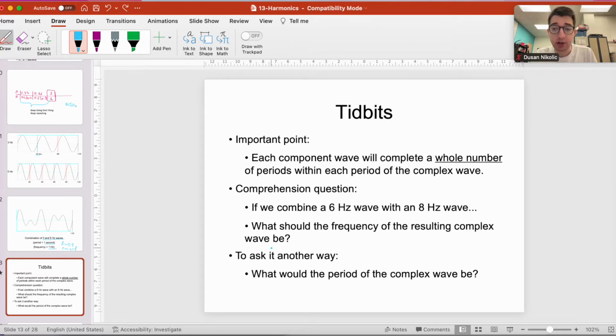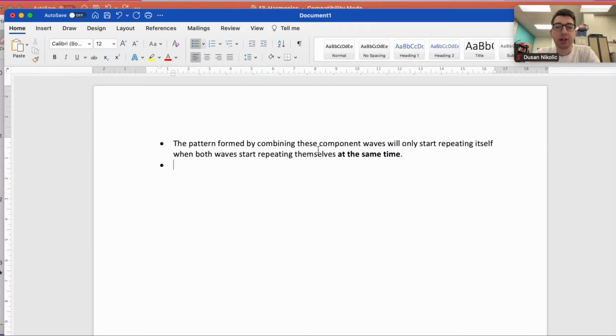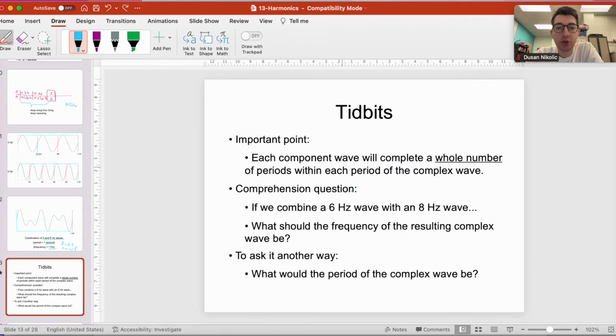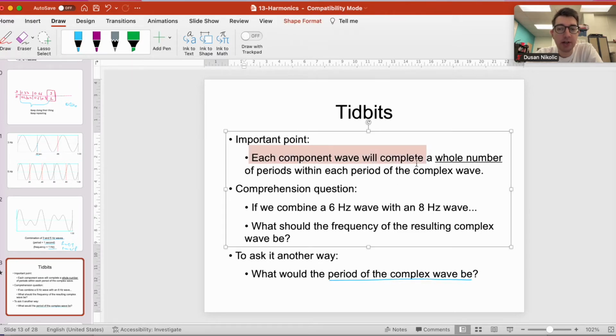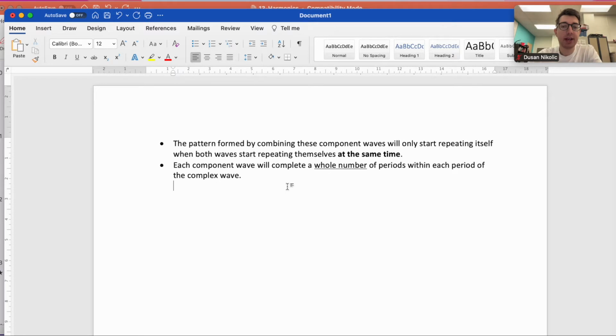Now we know about the greatest common denominator, but there is another way of calculating this, and that is when we pay attention to period, right? So what would the period of the complex wave be? That's another way to think about it, and this is also an important part. So each component wave will complete a whole number of periods within each period of the complex wave. Meaning that these individual waves, sine waves 3 and 5 for example, will complete a whole number of periods within each period of the complex wave.